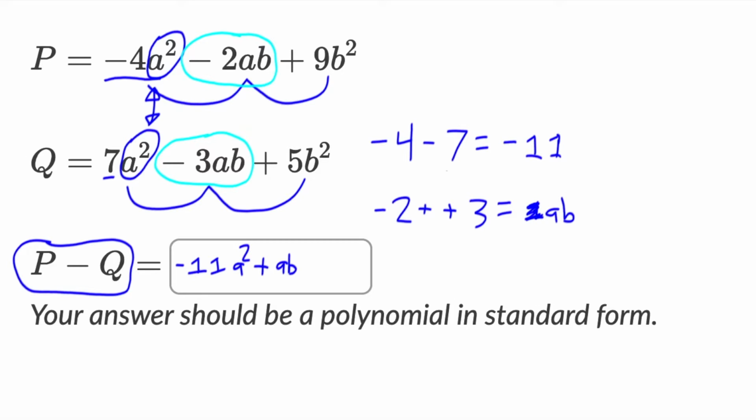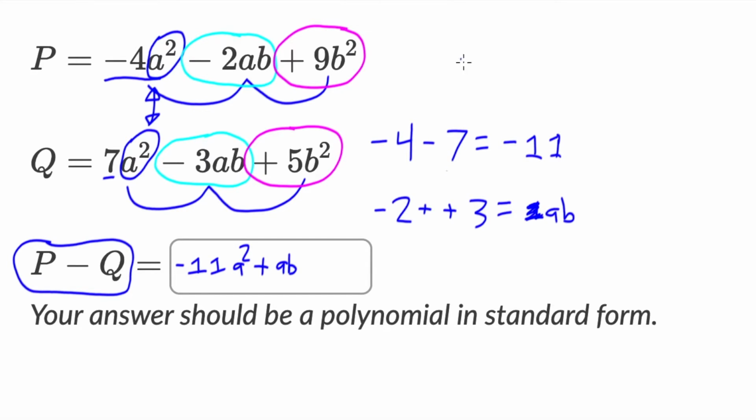Let's see what other color we should do. Let's do a pink. So we got positive 9b squared and we got positive 5b squared. Okay, let me change it back to blue. So are these the same variable? We're just looking at the variable, not the coefficient. This is b squared and this one is b squared. Well, believe it or not, they are the same. So that is really helpful, and we can do operations with them.